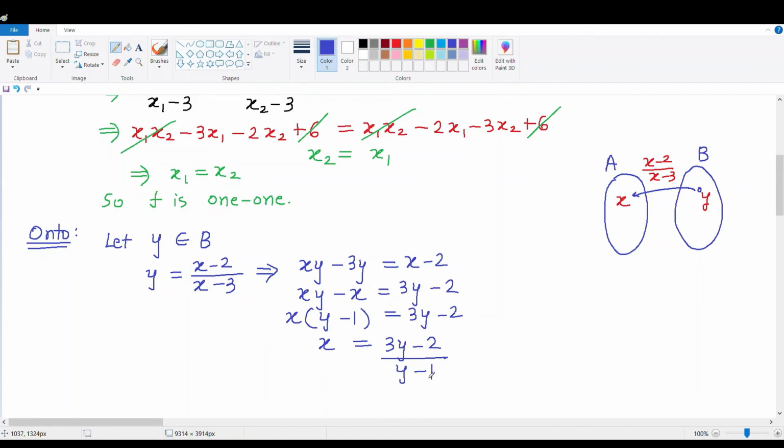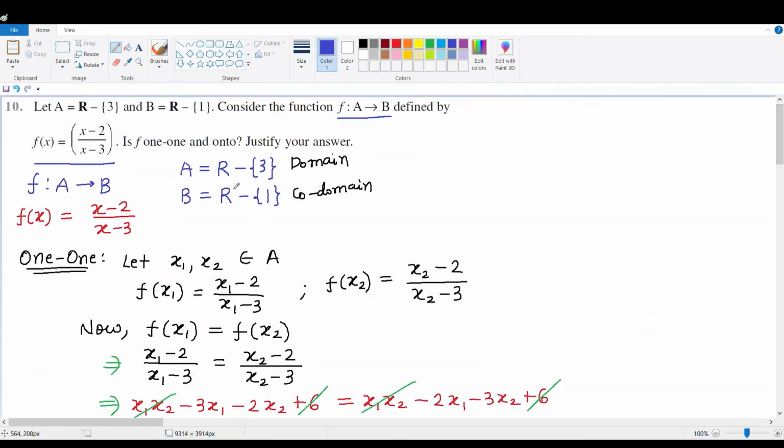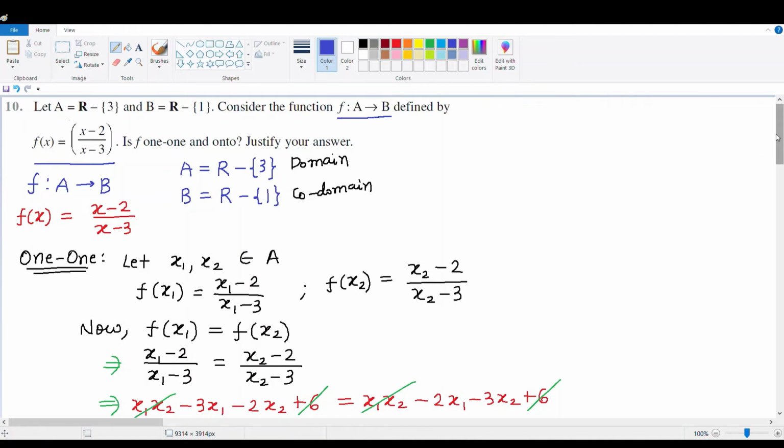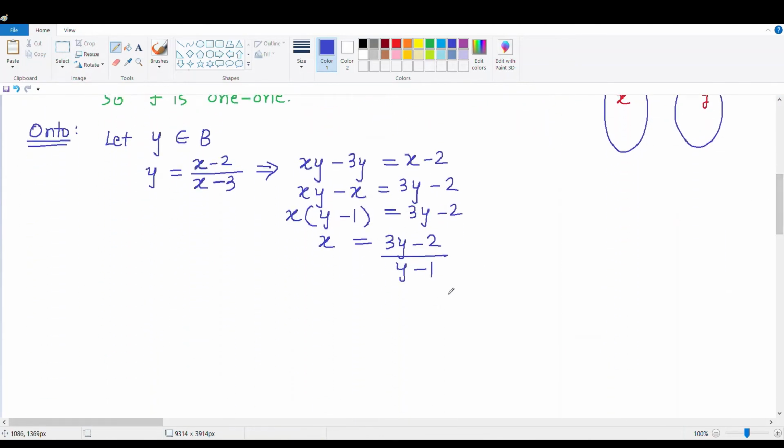Now let's think, is this going to belong to A? A is what? Every real number except 3. And this B was what? Every real number except 1. Now any value you plug in for this y, other than 1 of course, because 1 you cannot have for y and you cannot have 3 for x. See, 1 is not in this B, in this codomain, so you are not allowed to plug in 1. So this is never going to be undefined.